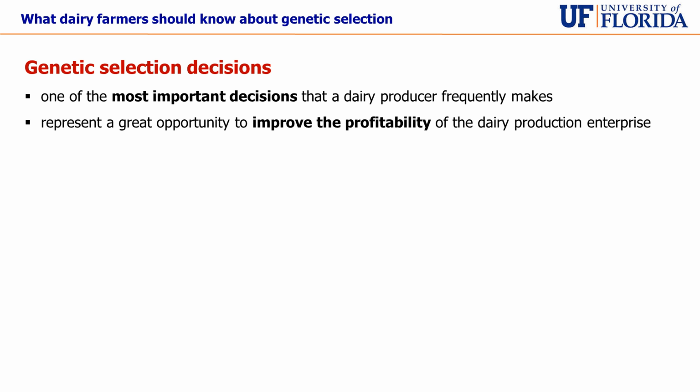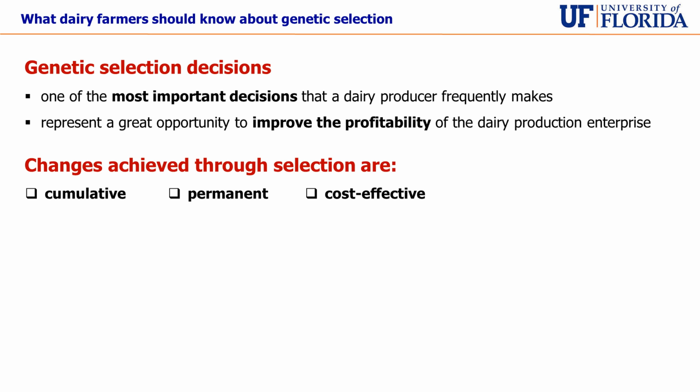I will start my presentation today arguing that genetic selection is one of the most important decisions that a dairy producer frequently makes, and in fact represents a great opportunity to improve the profitability of the dairy production enterprise. Contrary to other management decisions such as nutrition, changes achieved through selection are cumulative and permanent over time, and hence we consider it a very cost-effective strategy.